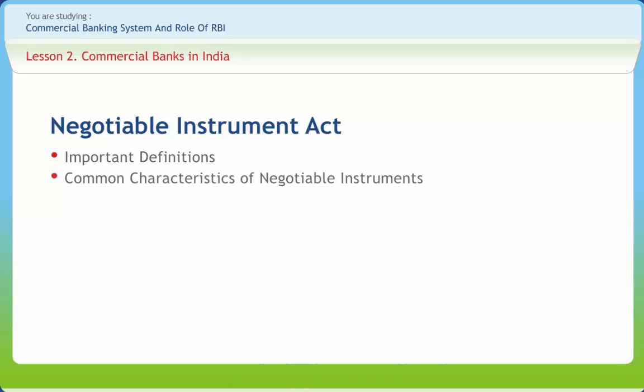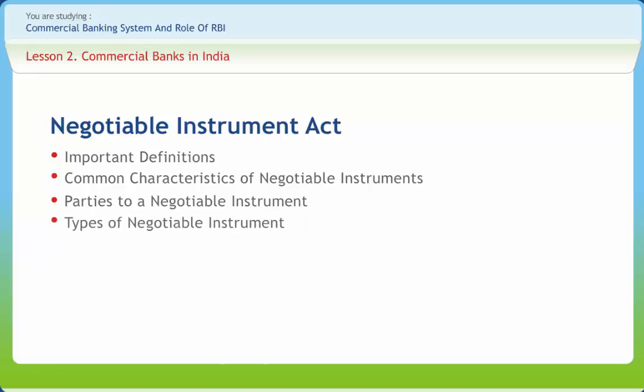Common characteristics of negotiable instruments include negotiability, writing and signature, money, title, notice, and presumptions. Parties to a promissory note include maker and payee. A bill of exchange includes drawer, drawee, and payee, and a check includes drawer, drawee, bank, and payee.